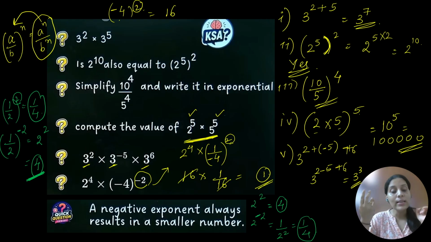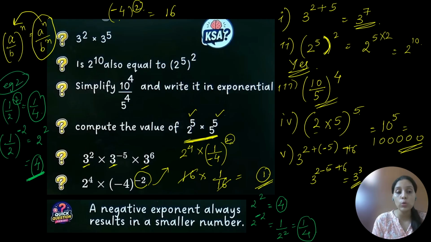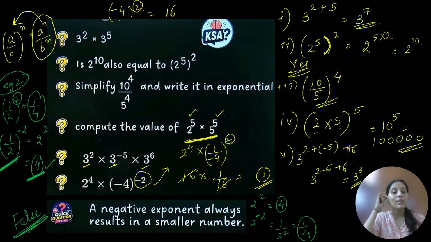In one example, we got that a negative exponent results in a smaller number. But in example number 2, I get that the negative exponent gives us the bigger number. So this statement is a false statement. If you had just done one example and left, and assessed that it is always true, no, you need to take a minimum of two examples to assess the right answer. I hope everyone is clear.